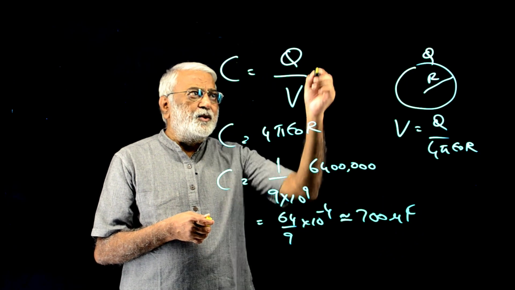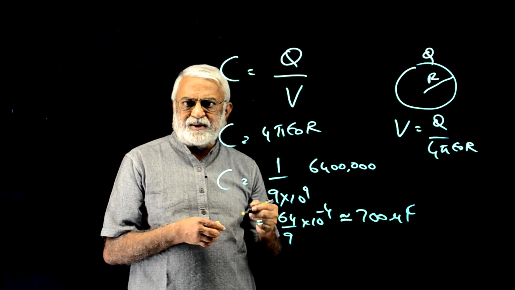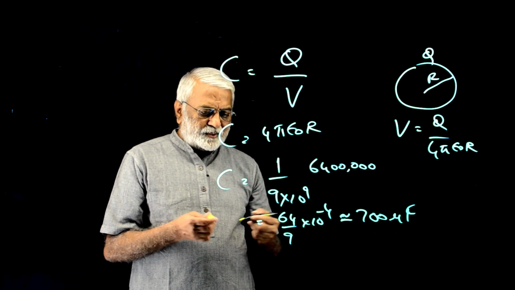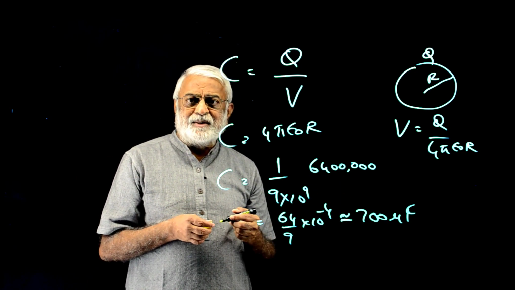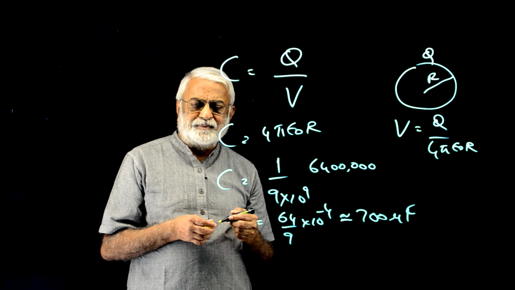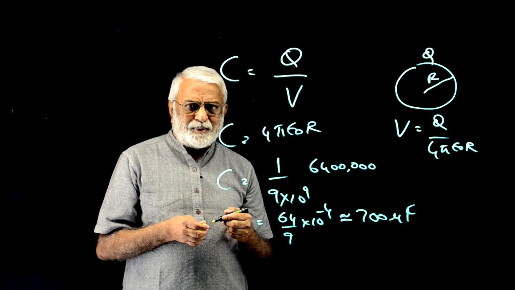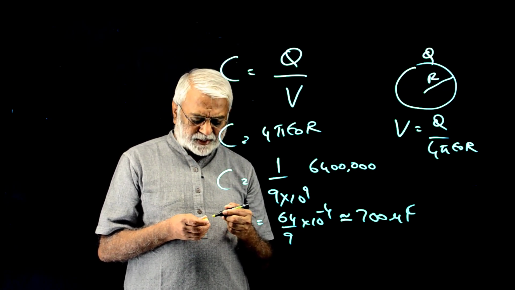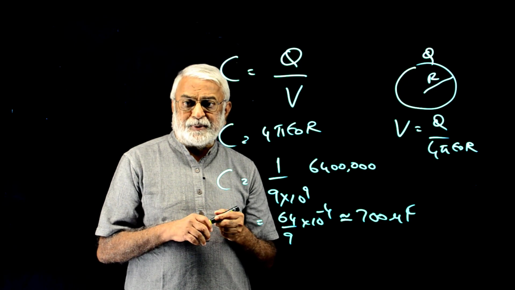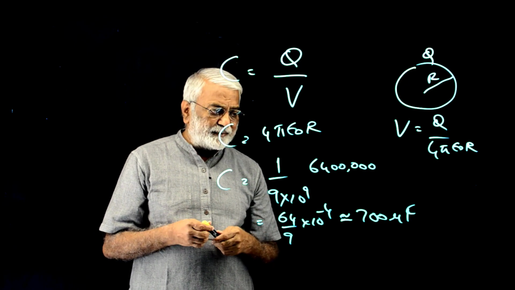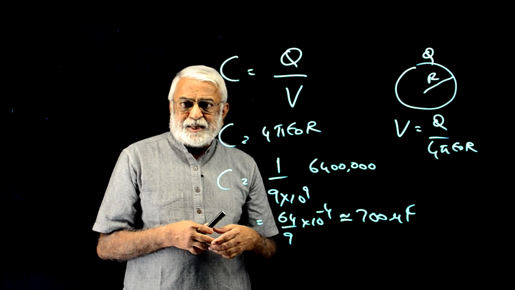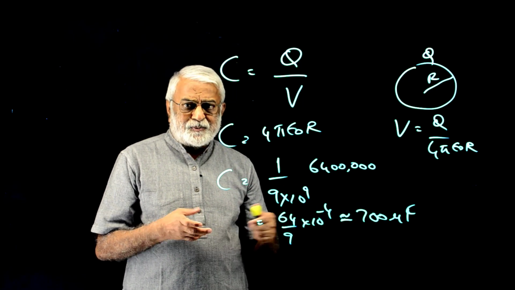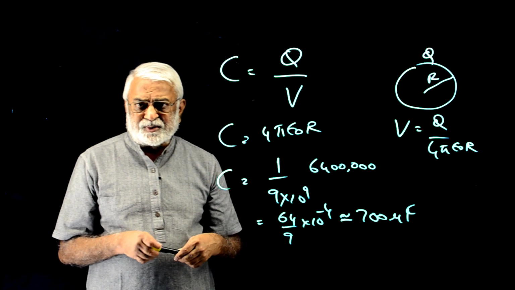Farad is the unit, so coulomb by volt would be farad. So the capacitance of a huge conductor like Earth is coming out to 700 microfarad. Now, that might surprise you a bit, because with any big object you expect a big value. So you expect that any conductor should have a very, very small value for capacitance.